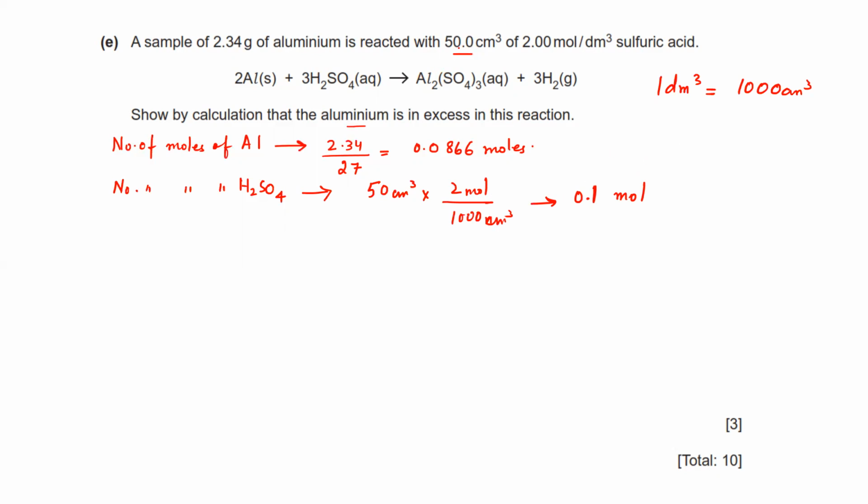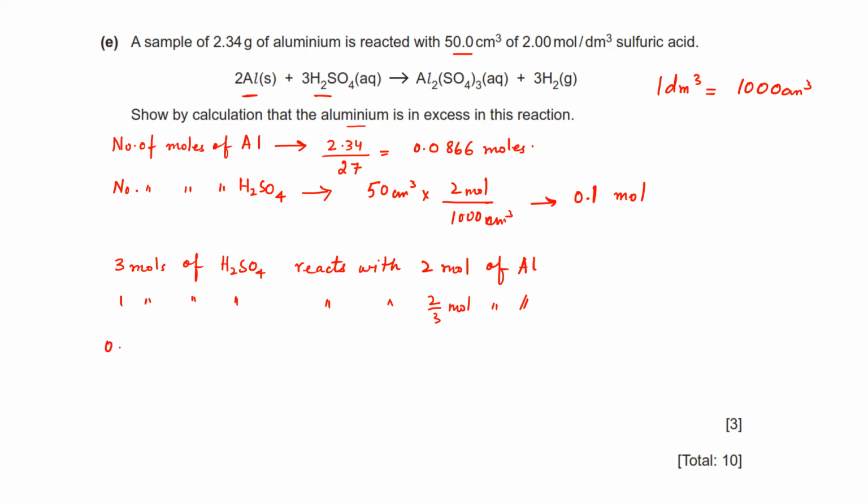So 0.1 mole is the number of moles for H2SO4. Remember, from the equation, if we see here, 3 moles of H2SO4 reacts with 2 moles of aluminum. So if we have 1 mole of H2SO4, that will react with 2 by 3 moles of aluminum.